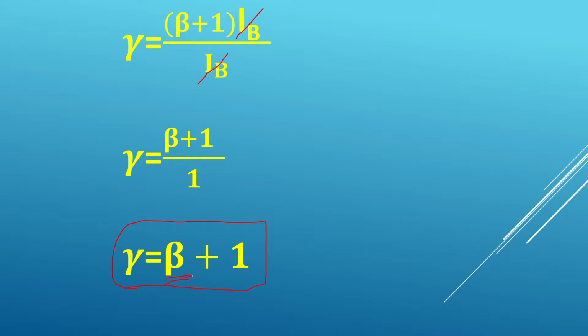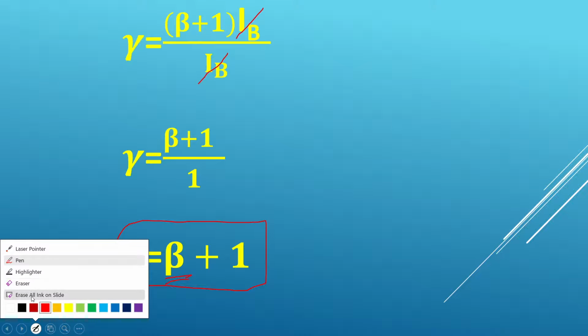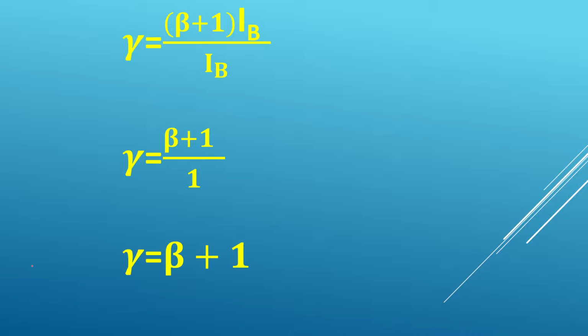So these are all the relationships between alpha, beta and gamma: the common collector, common emitter and common base current gain parameters. I hope you have understood, if you are listening to the class, and have followed what I have been explaining to you.